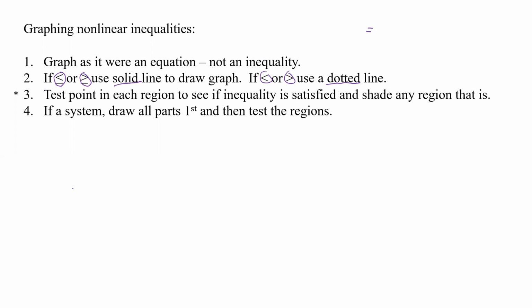And what we're going to do then is test a point in each region to see if the inequality is satisfied and shade any region that is. Okay. And then if it's a system of equations, we're going to draw all the parts first, and then we're going to test the regions. And what I like to do is draw all the parts, then go back to the original inequalities and say, okay, well, the y has to be greater than this, so it's going to be above. Or if y is less than, then it has to be below. And try to narrow down the regions I have to test, because sometimes you might have quite a few regions.